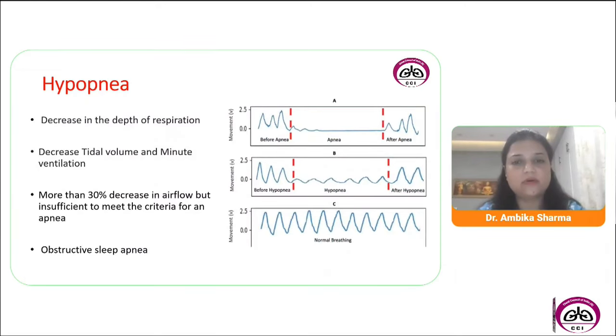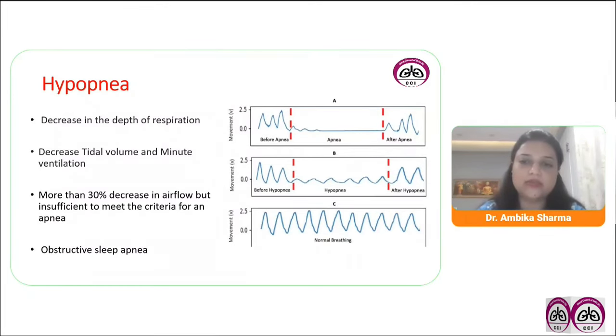If we want to observe it in the graph, we have a reference graph of apnea on the uppermost figure, and at the lowermost figure is the normal breathing, where the waves are very symmetrical and equidistant. Can you see apnea, which is a flat line, and hypopnea looks like it is in between the two of them, and it has a low amplitude.